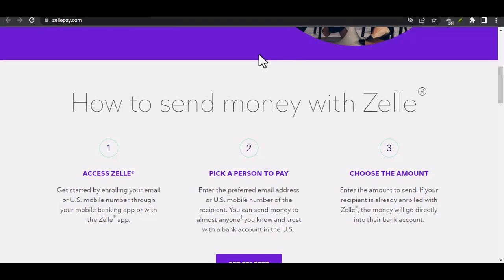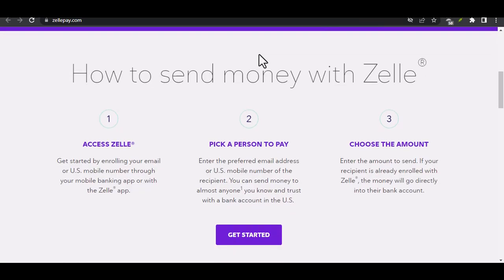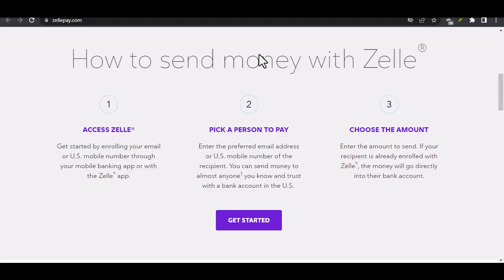Competition, the impact of other payment platforms like Venmo and Cash App. Internal policies, bank-specific reasons for not adopting Zelle.